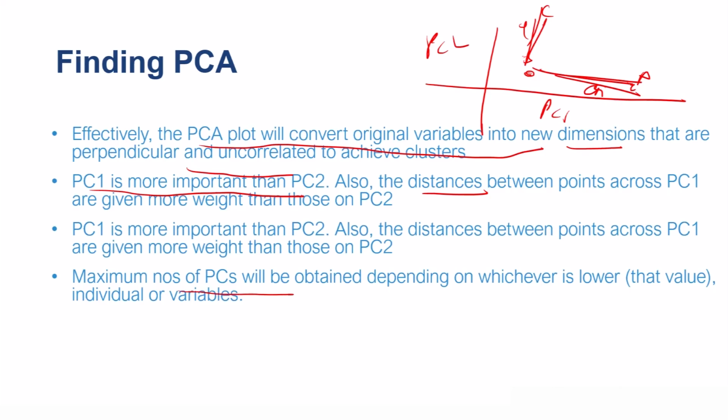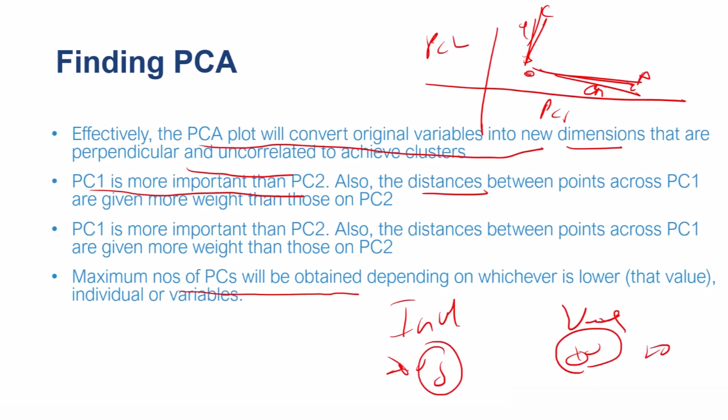Lastly, the maximum number of PCs that you will obtain depends on whichever dimension is lower. Suppose there are individuals and variables. If there are 30 individuals and 10 variables, you would have a maximum of 10 PCs. If there are 5 individuals and 20 variables, then the maximum PCs will be 5.